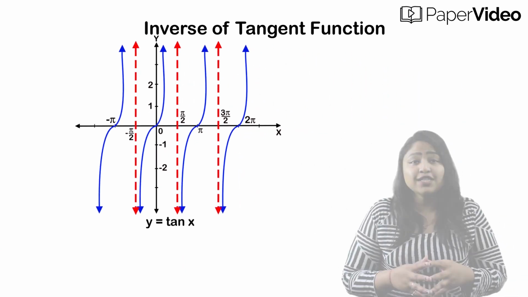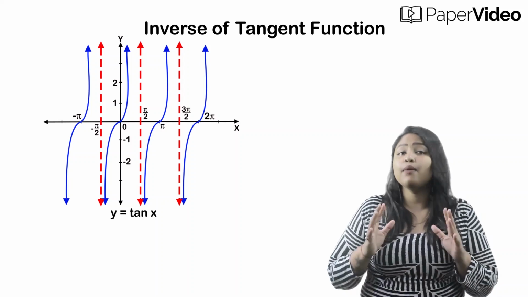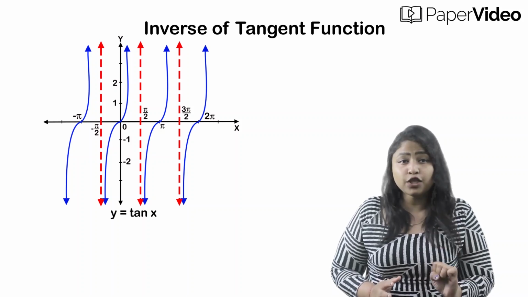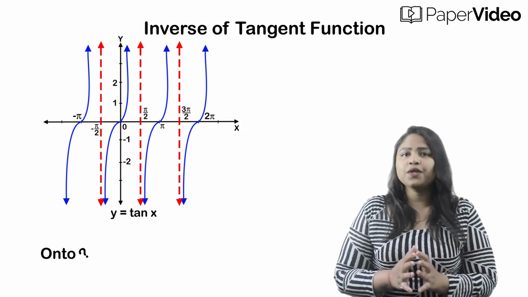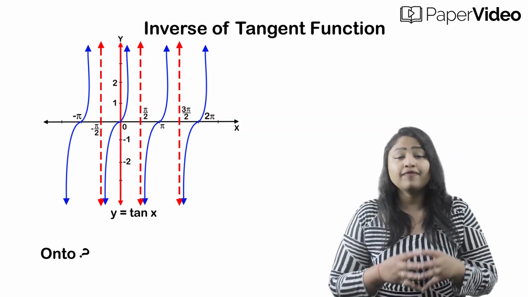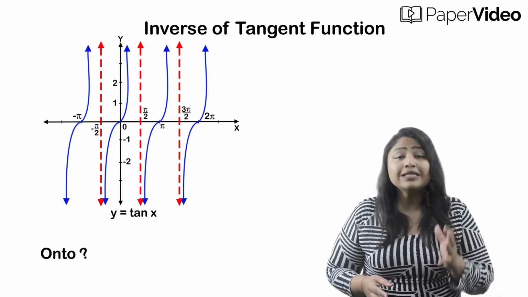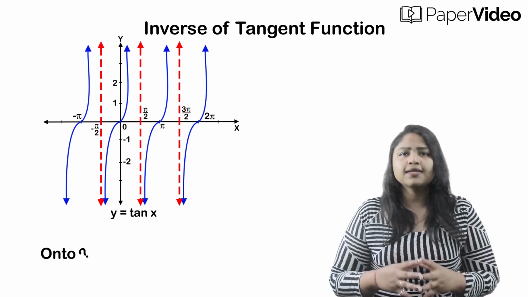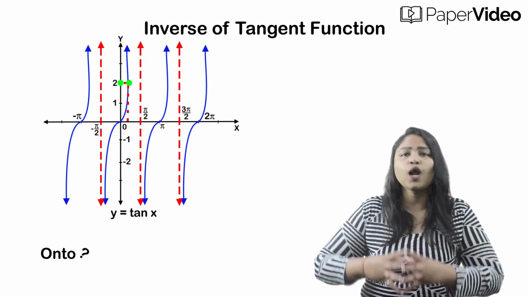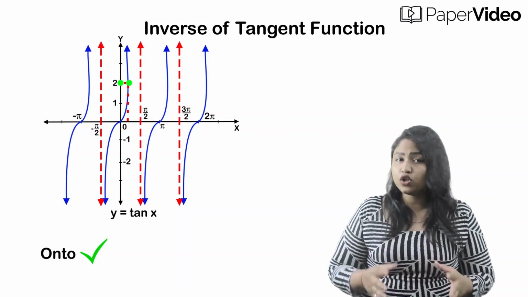Now let's check whether the tangent function is invertible or not. We know that if a function is a bijection, which means it is both one-one and onto, then the function is invertible. First, let us check whether a tangent function is an onto function. As we can see, the range of tangent function is from minus infinity to infinity, that is, real numbers. So, if we consider any point on the y-axis, we can clearly see that there is a corresponding point on the x-axis. So, the tangent function is definitely an onto function.